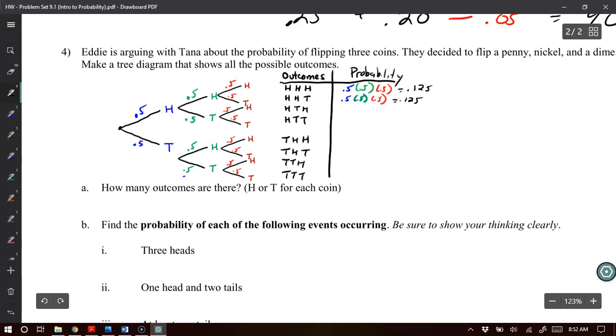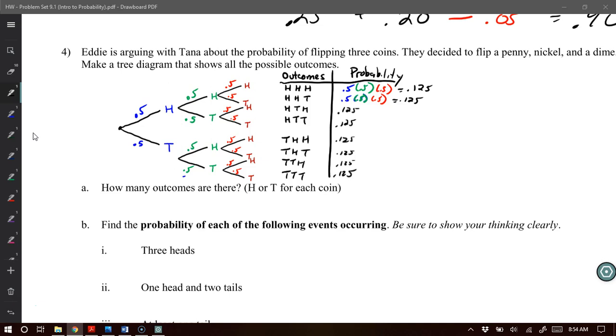But all my paths, and I could just trace them out, 0.5, 0.5, 0.5, 0.5, 0.5, 0.5, 0.5, 0.5. They're all 0.5 times 0.5 times 0.5. And so what I'm going to do is realize all of these values are 0.125. And that allows me to calculate my probabilities.